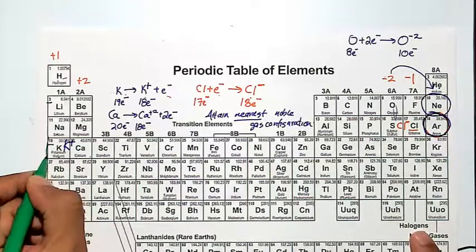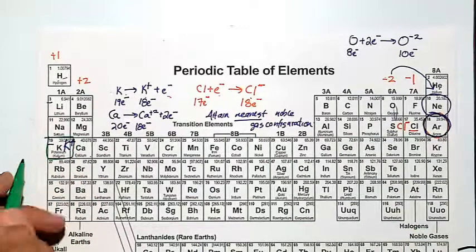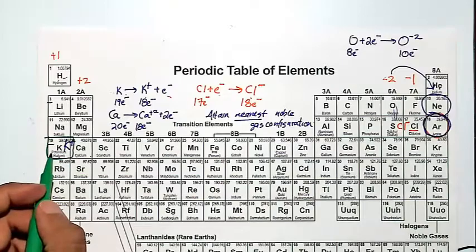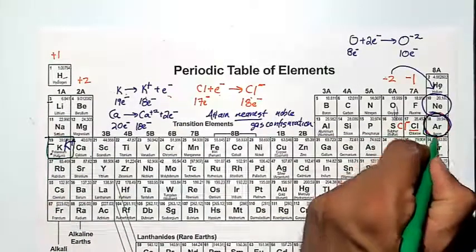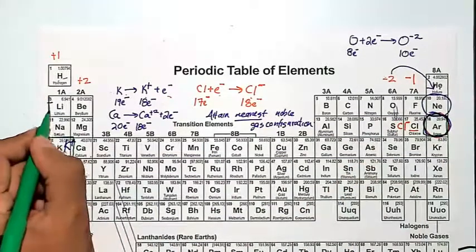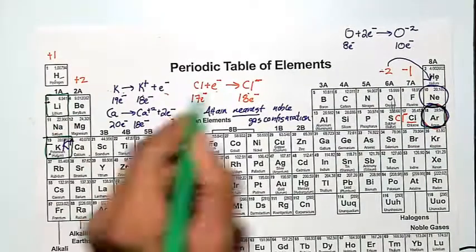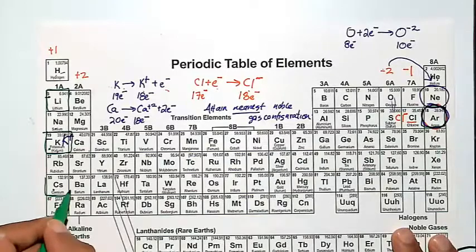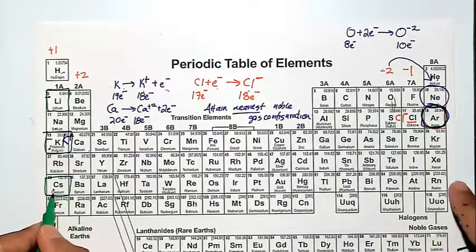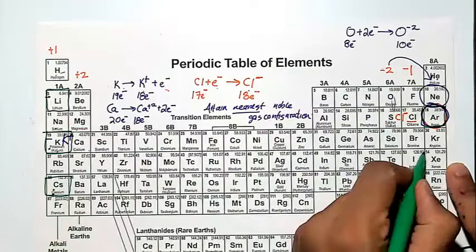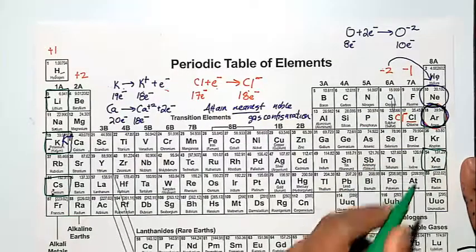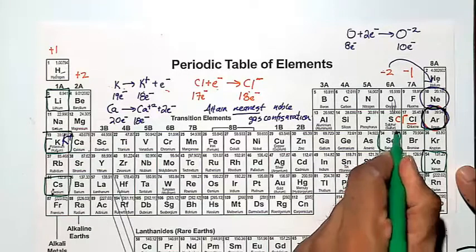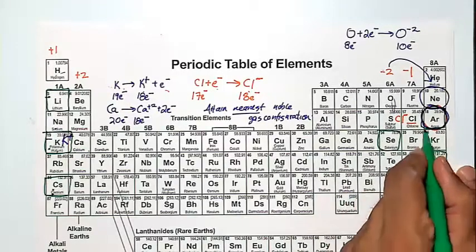Don't get confused. This is a sticking point for confusion. If potassium wants to become the electron configuration of its nearest noble gas, its nearest noble gas is argon. Lithium, its nearest noble gas is helium. Cesium, its nearest noble gas is not this guy, but it's xenon. Same thing here. Selenium, if it wants to obtain its nearest noble gas, what is it? It's actually krypton.